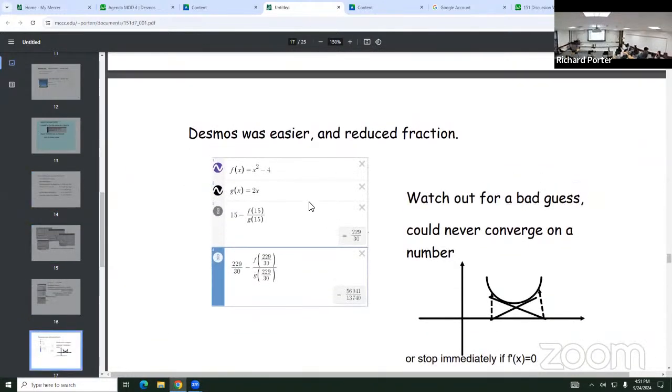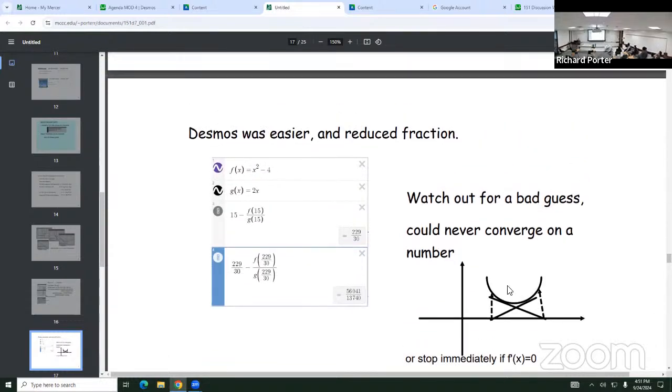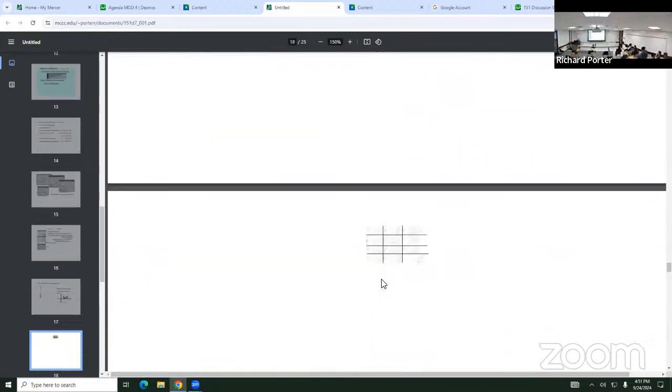When I do it in Desmos, I say, okay, there's the function x squared minus 4, and the derivative is 2x. If I take 1.5, which is the guess, and I subtract the function evaluated at 1.5 divided by the derivative evaluated at 1.5, I get this number. Then the next thing I do is replace all those 1.5s with this number, and I get a different number. And I keep doing that. There's a warning here that you might have a bad guess, and you might just end up going back and forth and not settling on anything.